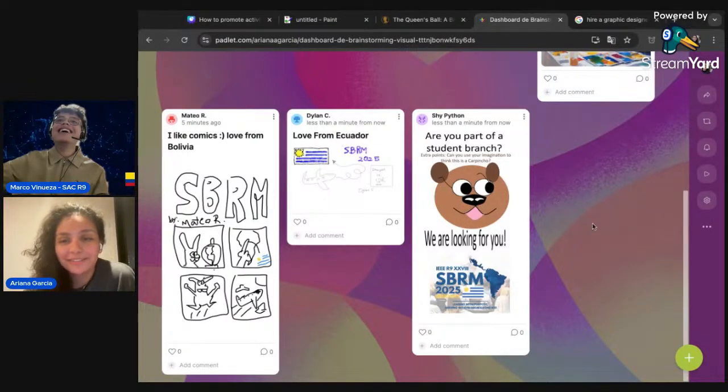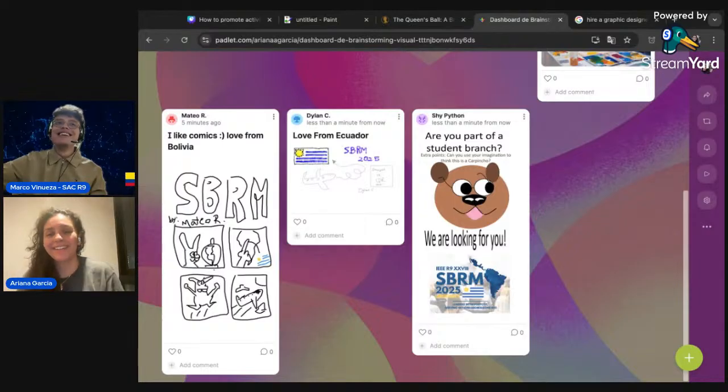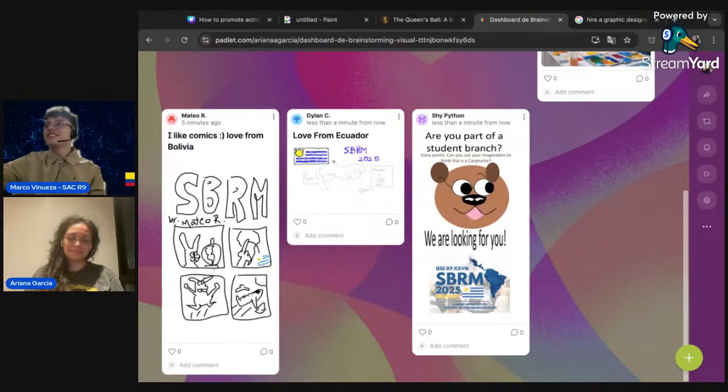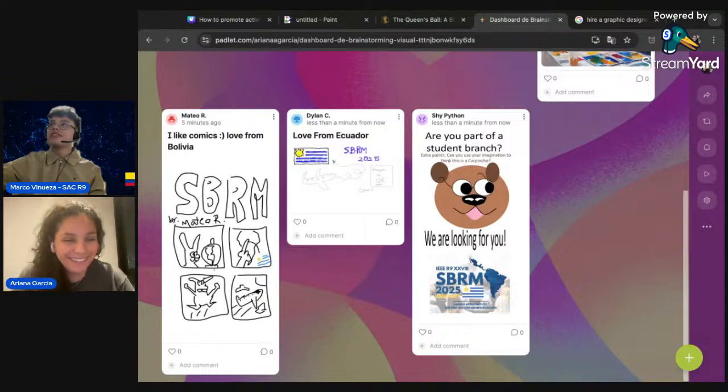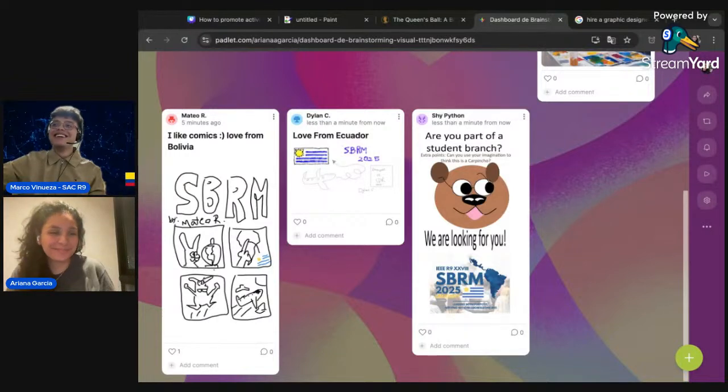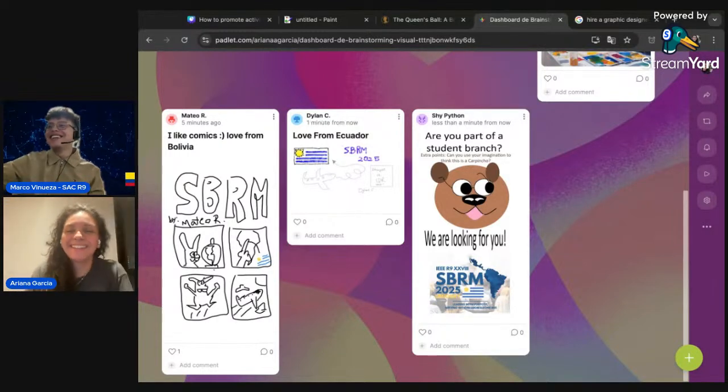We have another one. Are you part of your branch? Extra points. Can you use your imagination to think this is a carpincho? We are looking for you. Exactly. I like it. And yet it's a different carpincho. Special carpincho. Okay, let's see if Tamia shares the link.